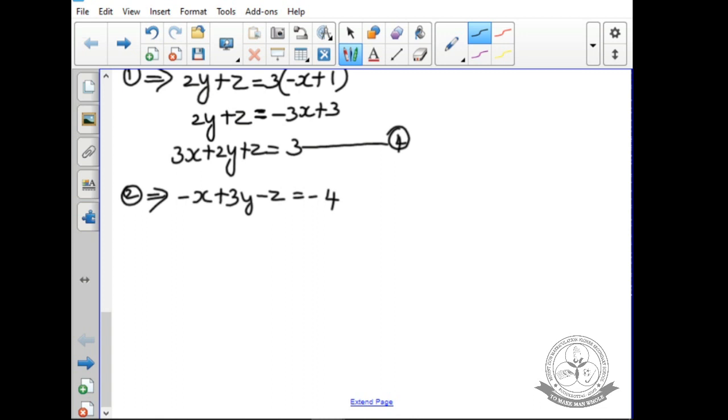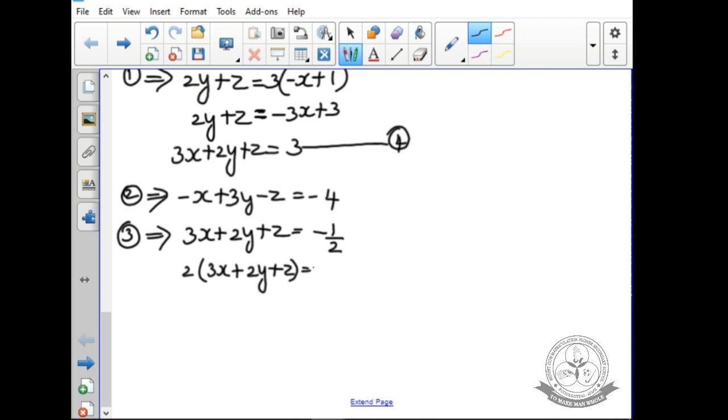Now take the third equation. Third equation is 3x plus 2y plus z is equal to minus 1 by 2. In the constant side, if we keep it as an integer, it is easy to solve. So I bring this by cross multiplication. So 2 into 3x plus 2y plus z equal to minus 1. Multiply by 2: 6x plus 4y plus 2z equal to minus 1. So take it as the fifth equation.